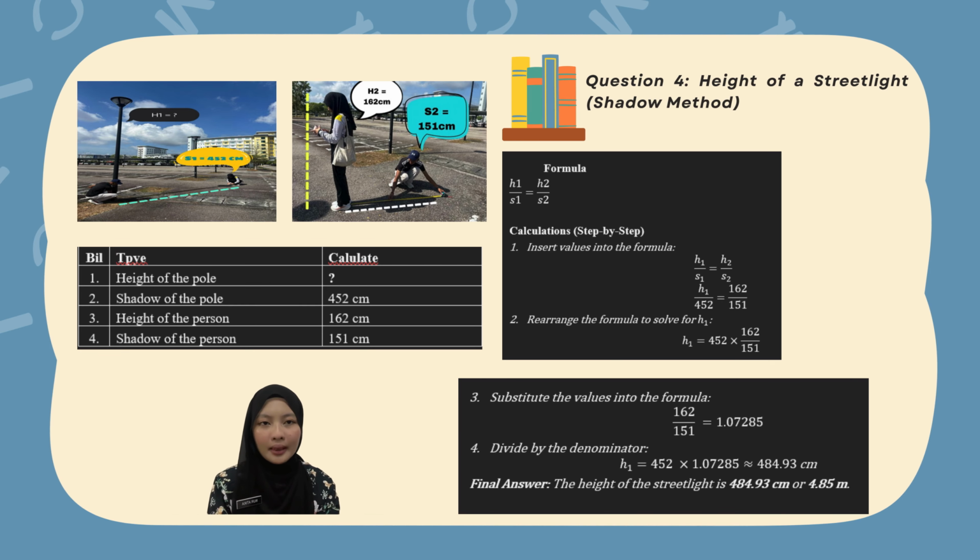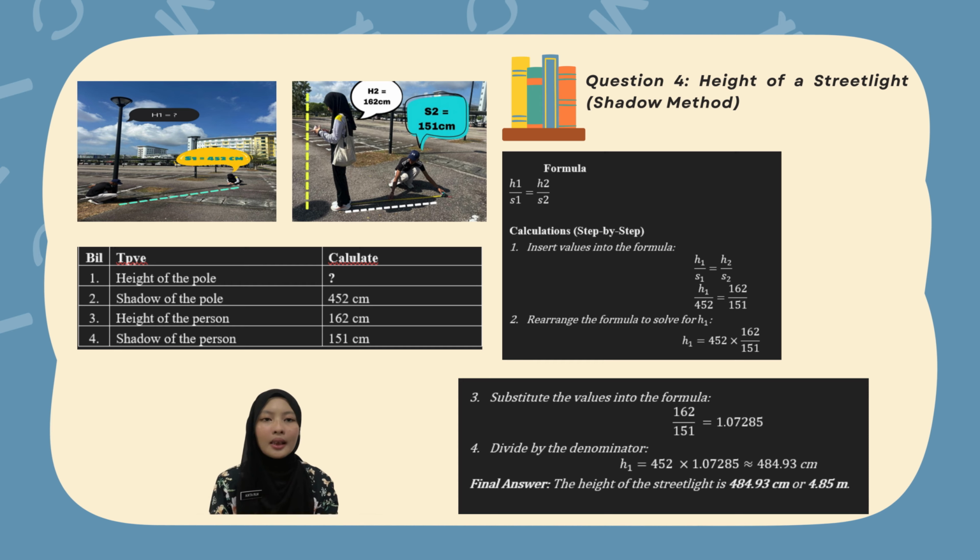Okay, step-by-step calculation. First, we find the ratio of the person's height to their shadow. We take 162 centimeters and divide it by 151 centimeters. This gives a value of about 1.07285. This value tells us how many times taller the person is compared to their shadow.